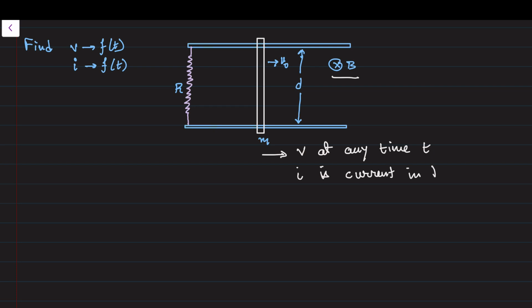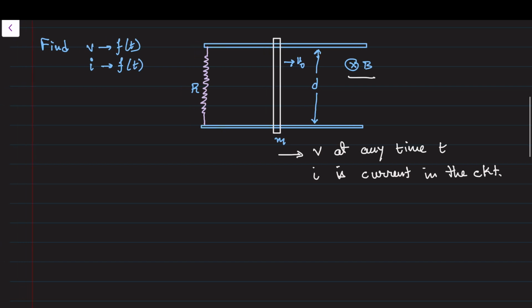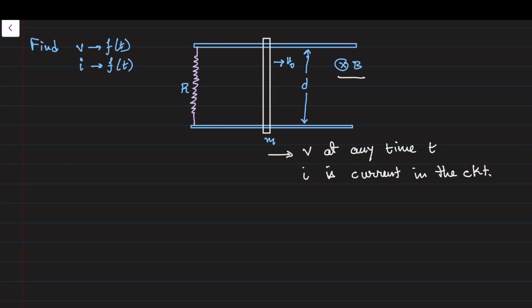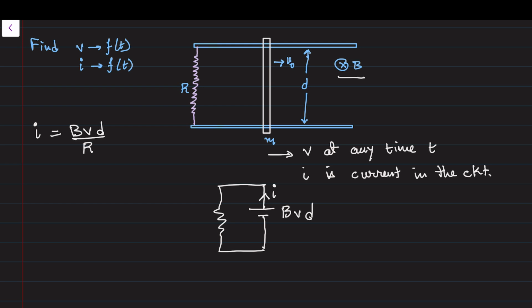Current in the circuit at this moment only. So if this is the case, then as this conducting rod is moving in a magnetic field, it can be replaced by a battery, because an EMF is induced in this rod, and because of that a current is going to flow in the circuit, let us say I. Then, just like in the previous question, I is equal to BVD upon R.